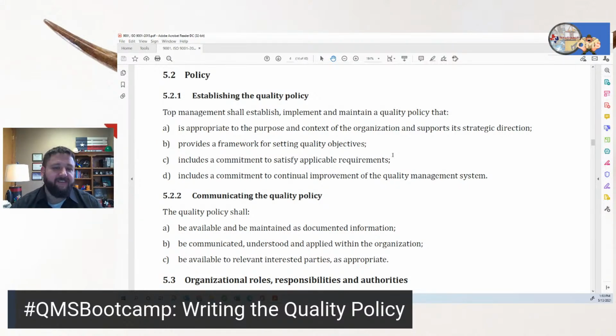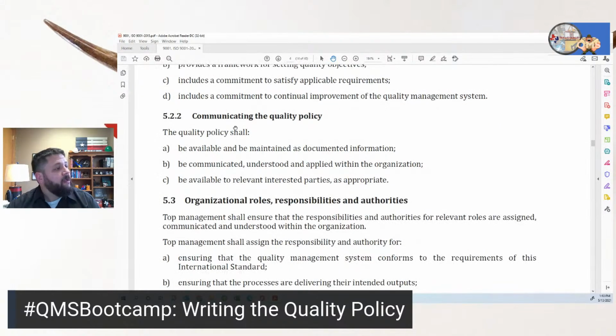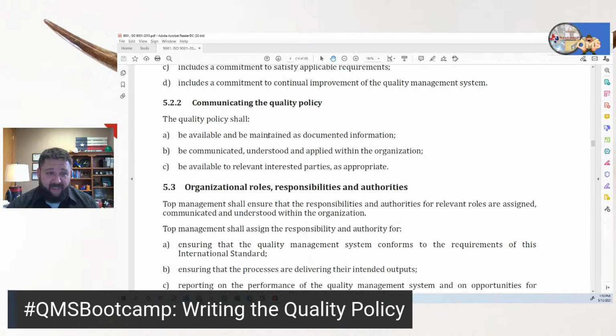Everything about the COVID lockdowns was so much a response to context of the organization. So really, really key to look at and think about. So then we're going to go into communicating the quality policy. Okay, so it's got to be available, maintained, and documented information. Documented information has its own quirks and requirements, but that means that it has to be approved by top management. We want to make sure it's communicated and understood and applied within the organization.